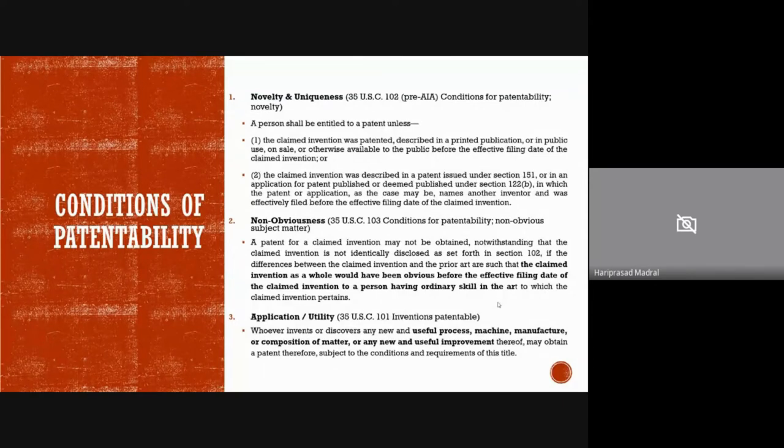The third condition of patentability is application. Any product, any invention which is developed by an inventor has to have an application, industrial application or real-time application. It should be a useful improvement, and a useful process. So whenever all these three criteria are met by an invention, then only is the invention considered patentable.